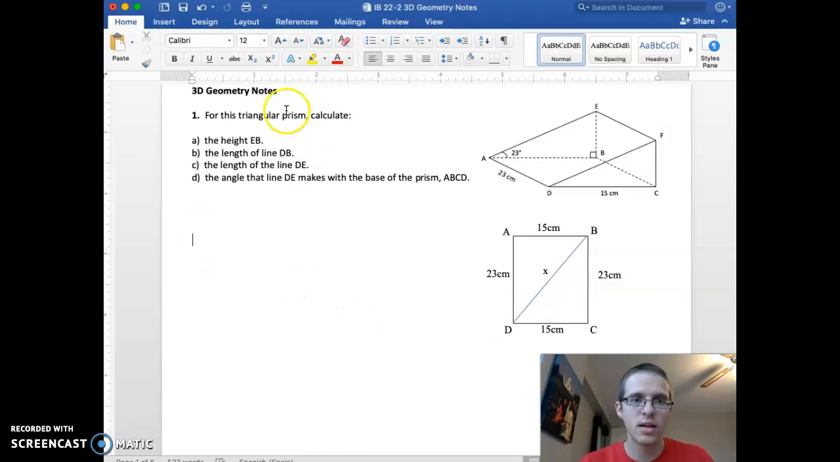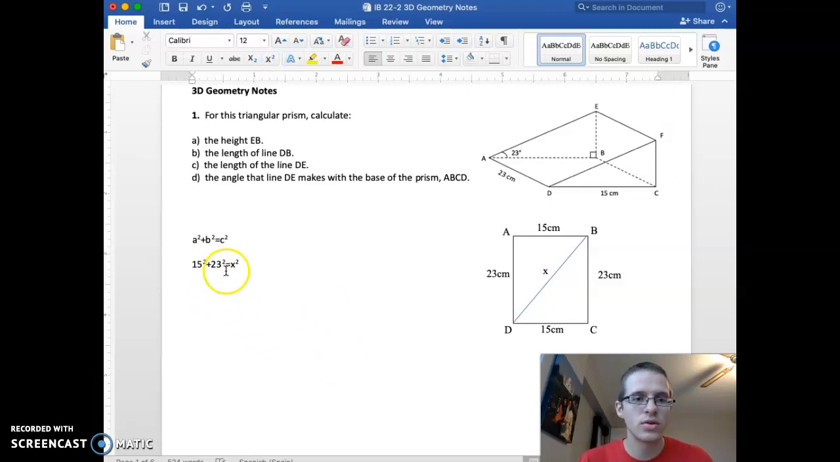So we've got a squared plus b squared equals c squared. And you should know that c squared is the hypotenuse. So we have our A value, 15 squared, plus our B value, 23 squared, equals our C value, which is x, and that's squared.